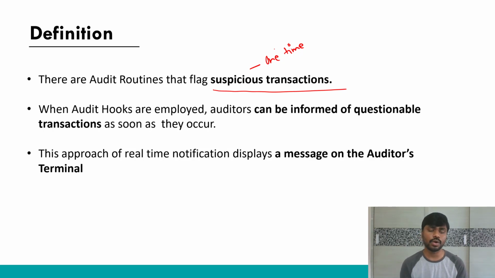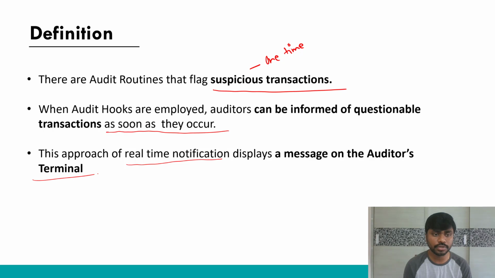When audit hooks are employed, auditors can be informed of questionable transactions as soon as they occur. This is the major advantage of audit hooks. This approach of real-time notification displays a message on the auditor's terminal. They will have a separate terminal or screen where they can see these notifications and act accordingly. So this is about audit hooks.